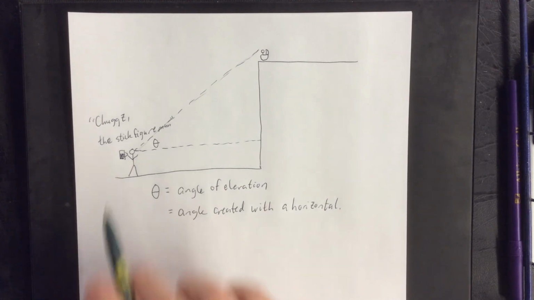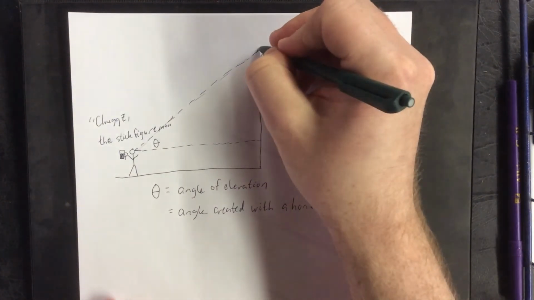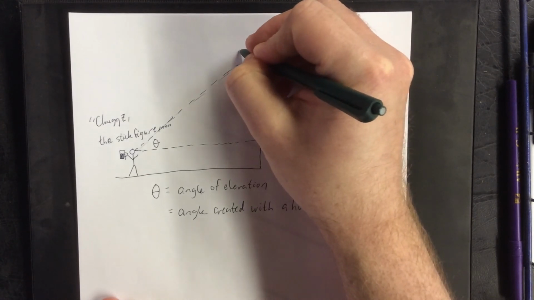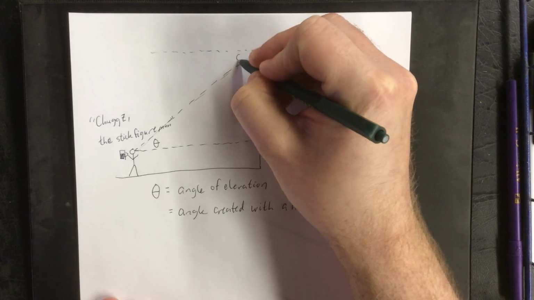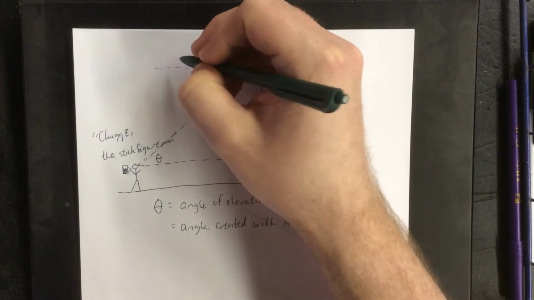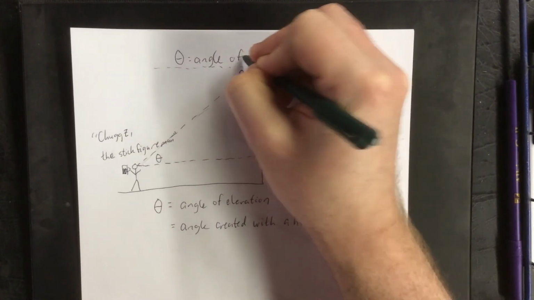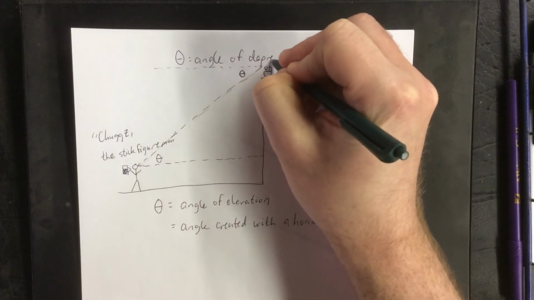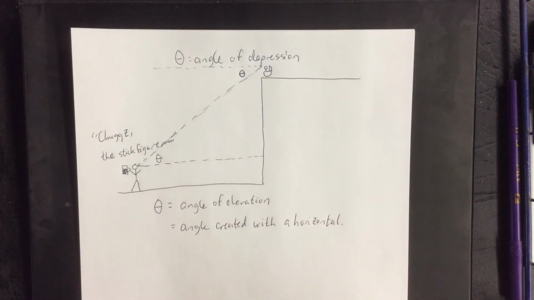Now, as he's down here waving frantically at the child, saying coochie coochie coo and whatnot, the baby is going to be looking back down at him. And the baby looking down is also going to create an angle with the horizontal. This one up here is referred to as an angle of depression. Depression simply refers to looking down or being down.